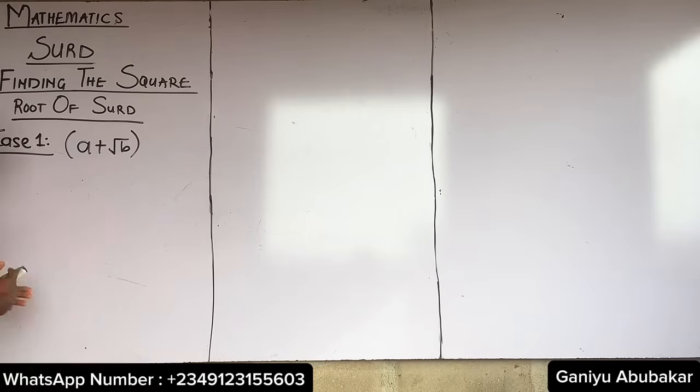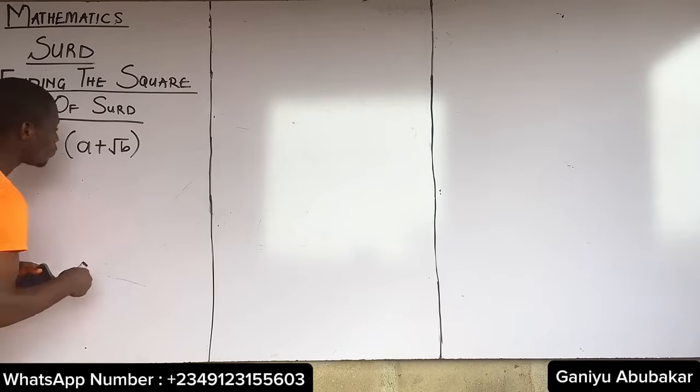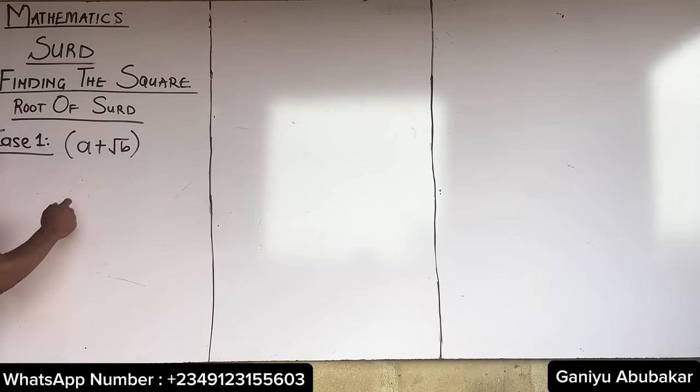What do you do? This is case one because it has a plus. Case two is the one with minus. So how do you solve it? I'm trying to find the square root of this expression here. So the square root becomes the square root of a plus root b, as I've written down.